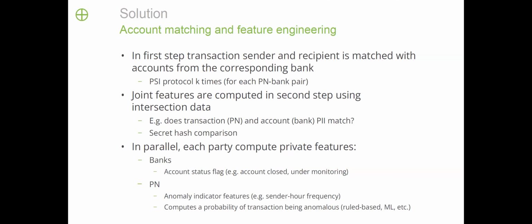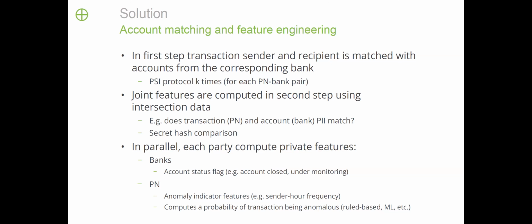What about account matching and feature engineering? As I said, we match the accounts from the banks and the payment network. We use this intersection in order to compute the joint features, like whether the transaction from the payment network and the account match in the PI fields, private information fields. And we use secret hash comparison protocols here, which are simple and fast.